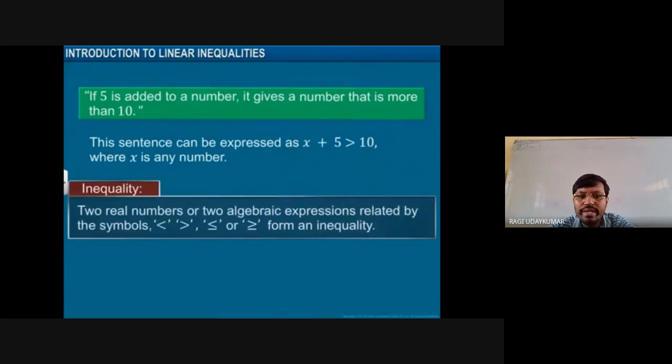So inequality is not only two real numbers. Note this point here. The definition of inequality: two real numbers or two algebraic expressions related by the symbol less than, greater than, less than or equal to, or greater than or equal to form an inequality. If only two algebraic expressions are joined with these symbols, it is called inequation, just like equation. But inequality can be two real numbers also. 2 less than 7 is also called an inequality. That is the point you need to note here.